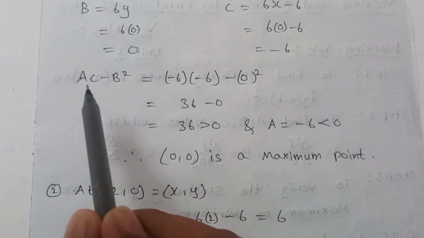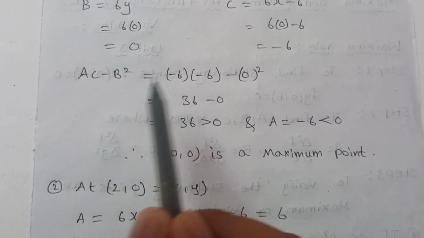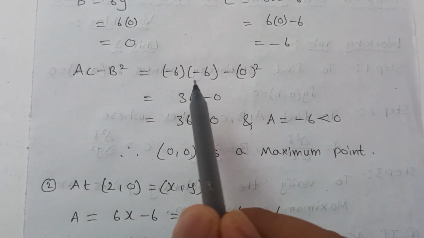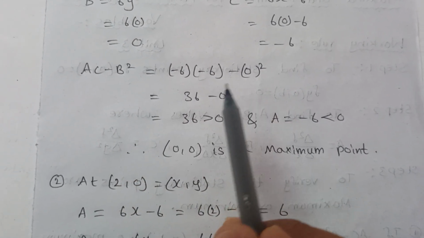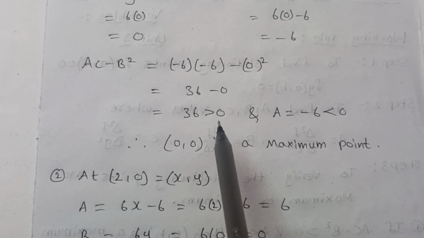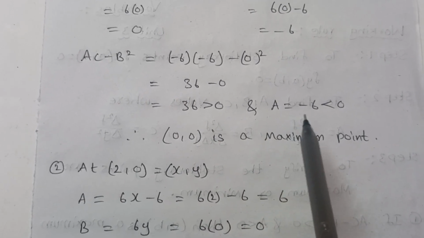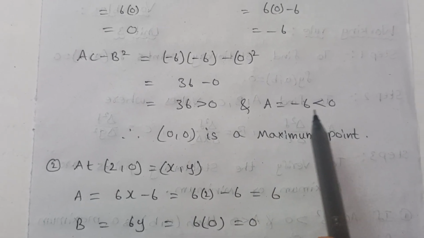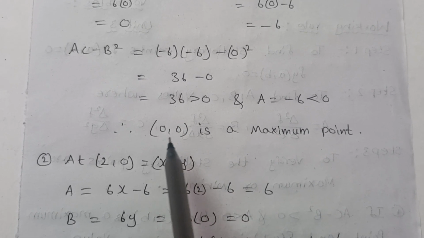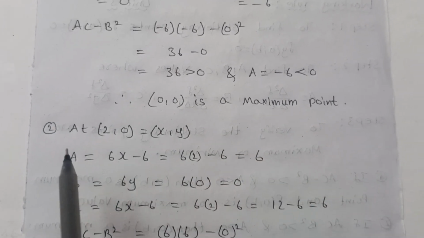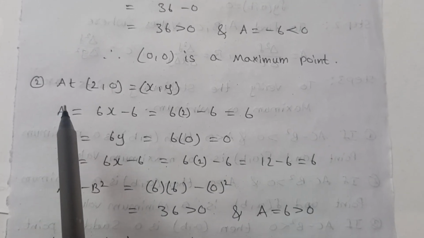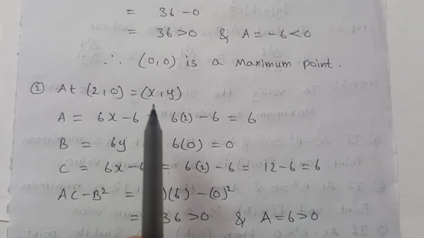Now we use the ABC values to find the AC minus B square value. Placing the values of ABC in AC minus B square: minus 6 into minus 6 minus 0 whole square is equal to 36. 36 is greater than 0 and A, which is minus 6, is less than 0. So by the rule, 0, 0 is a maximum point. Here AC minus B square is greater than 0 and A less than 0, so it is a maximum point.